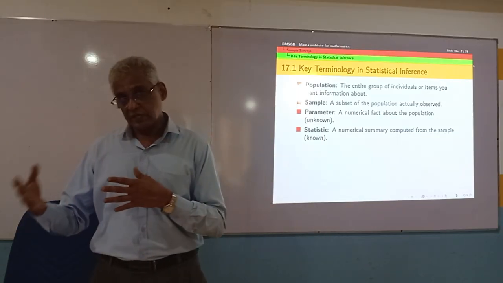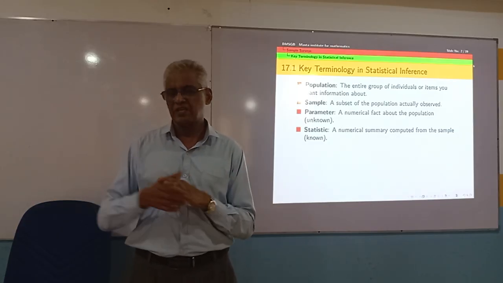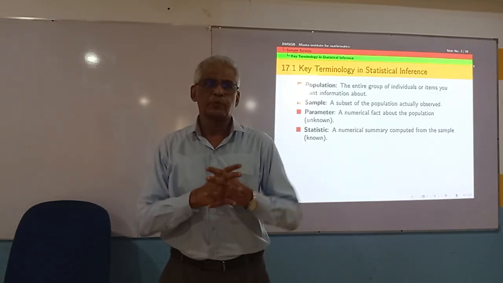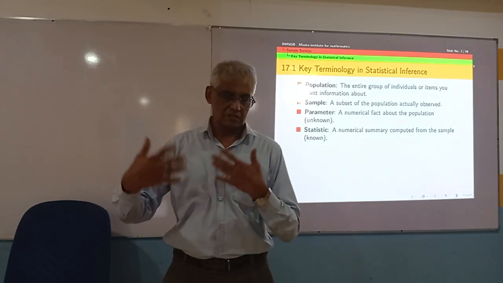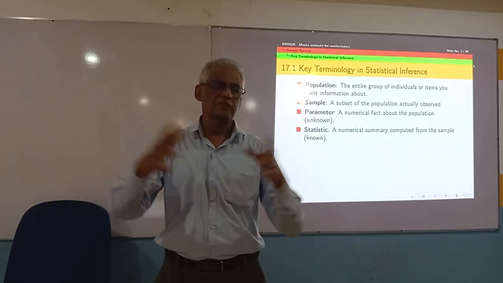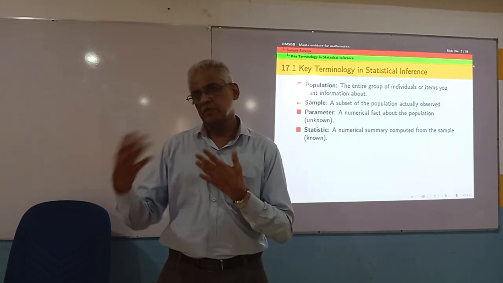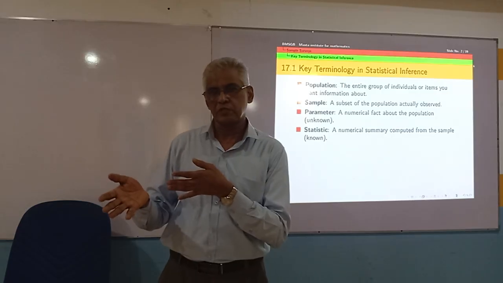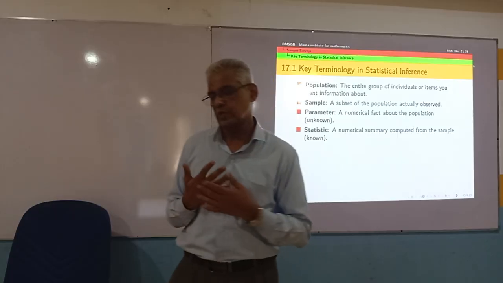So when we say we are interested in some properties of a population, we are usually interested in some constants related to the population. For example, maybe we are interested in the population mean. What is the mean income of people in a certain area? It might be a population proportion. What is the proportion of people in the population who will be voting for a certain candidate? So that's again a population proportion.